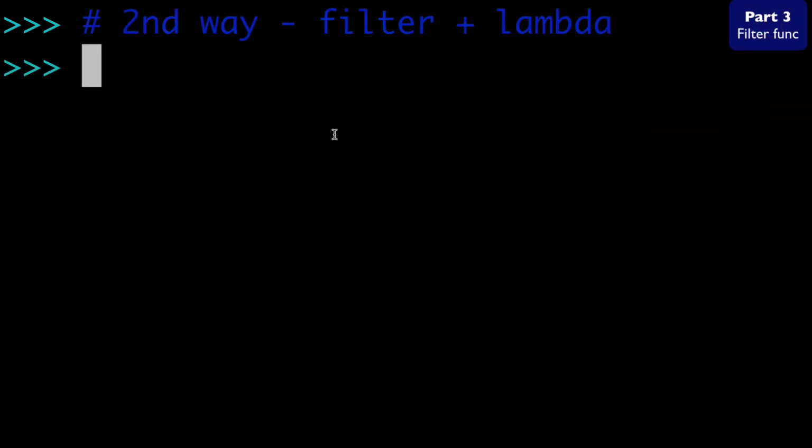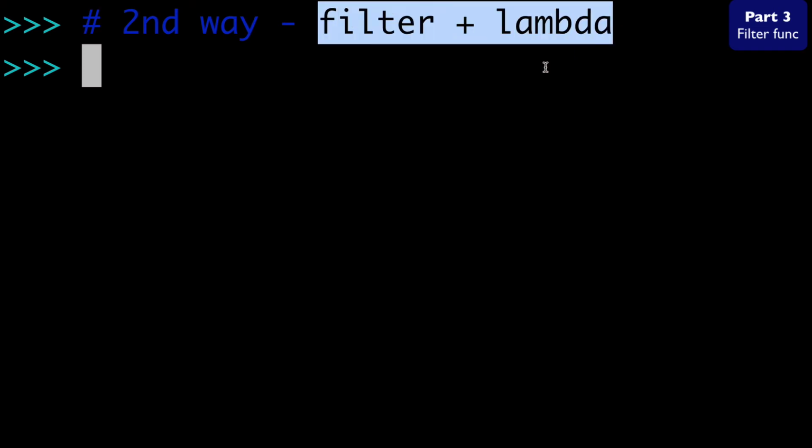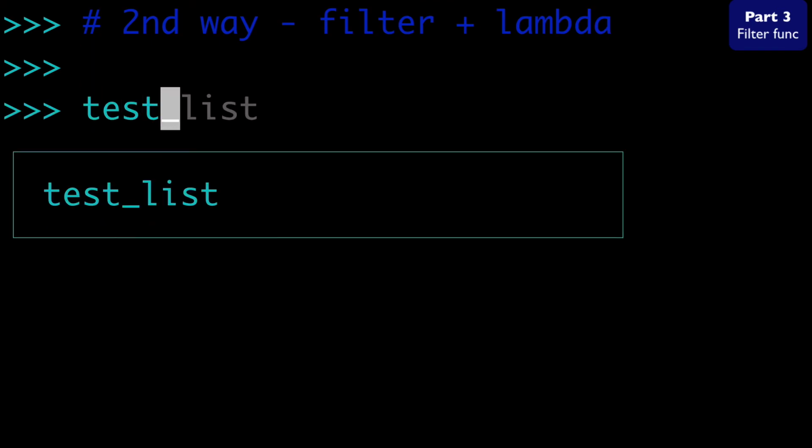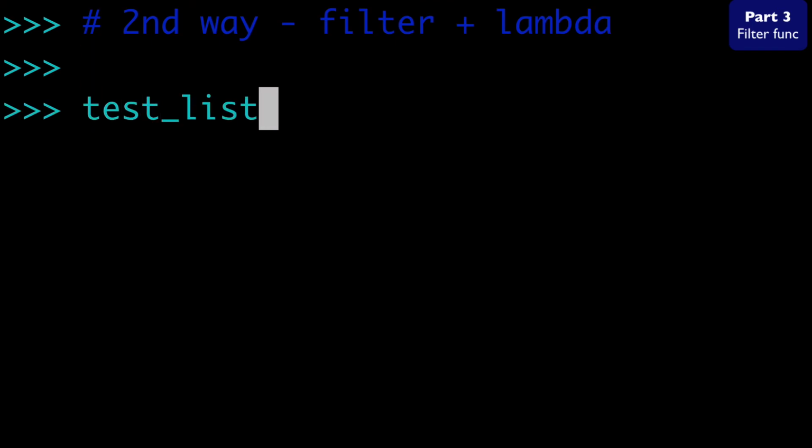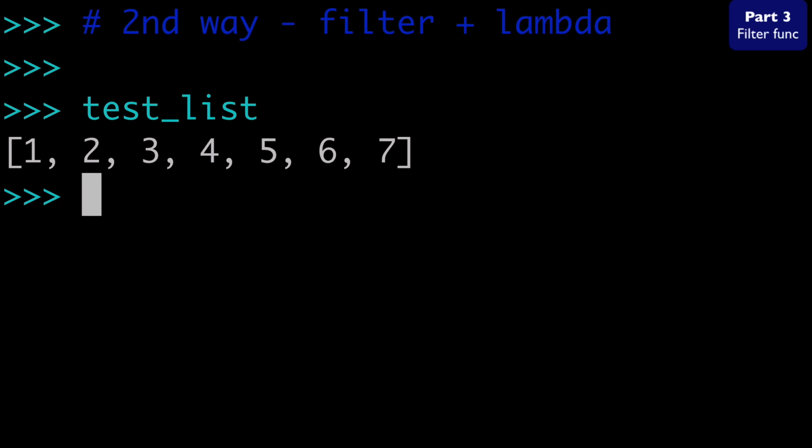Now let's look at the second way to remove odd numbers in a list. And we're going to use what I call the filter plus lambda method. So we have our original test list here, which I reinitialized with the original 7 values. So how are we going to take this test list and get an output like 2, 4, 6, which we saw in the first example? How are we going to do that?